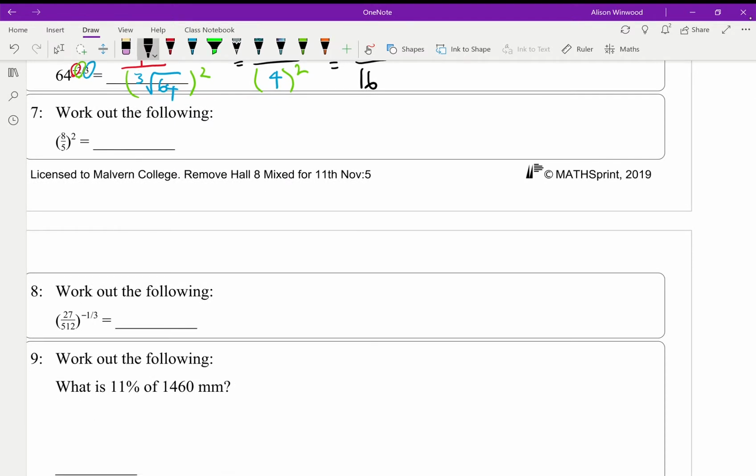If I've got a fraction, I just apply it to both numerator and denominator, so I'm going to end up with 8 squared over 5 squared. 8 squared is 64, 5 squared is 25. Could change that to a mixed fraction. Shift SD is 2 14/25.